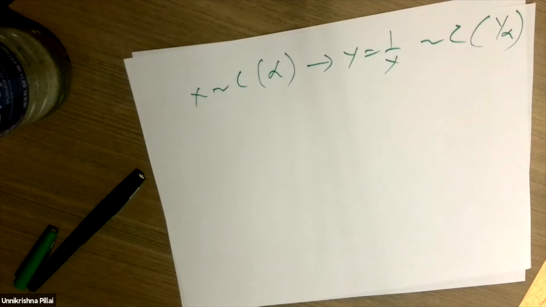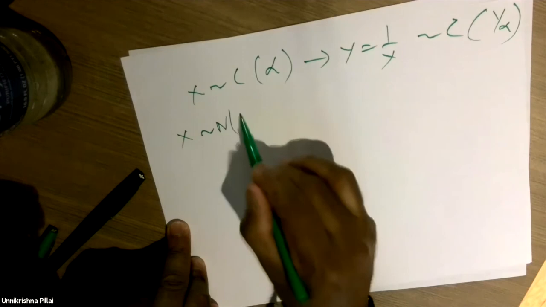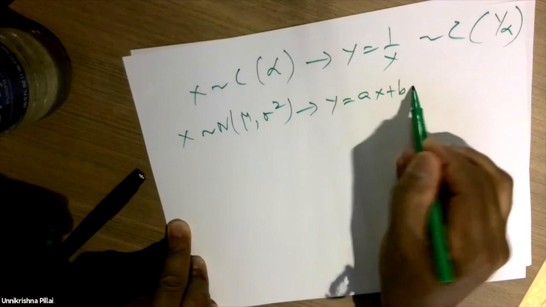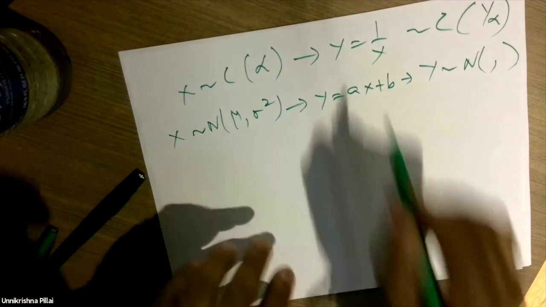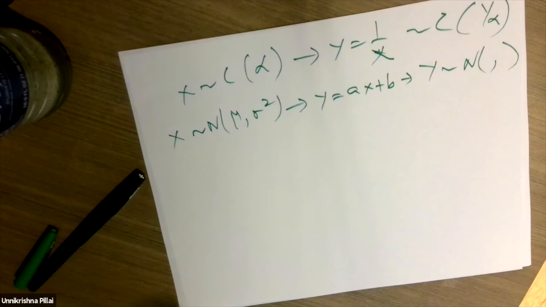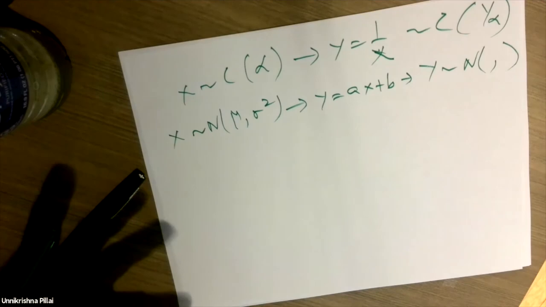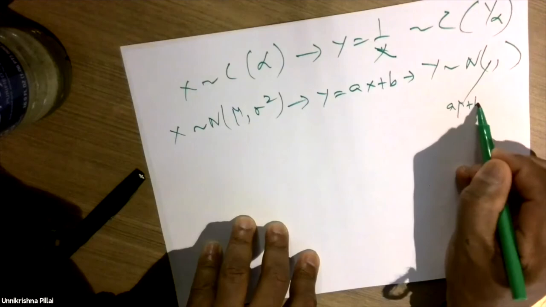So if X is normal with parameters mu and sigma squared and Y is aX plus b, a linear transformation, then Y is also normal with the two parameters. I gave you the parameters before. So these are similar results. The inverse of Cauchy is Cauchy. A linear transformation of Gaussian is Gaussian. The inverse of Gaussian is not Gaussian. The parameter here is a mu plus b, and here is a squared sigma squared.